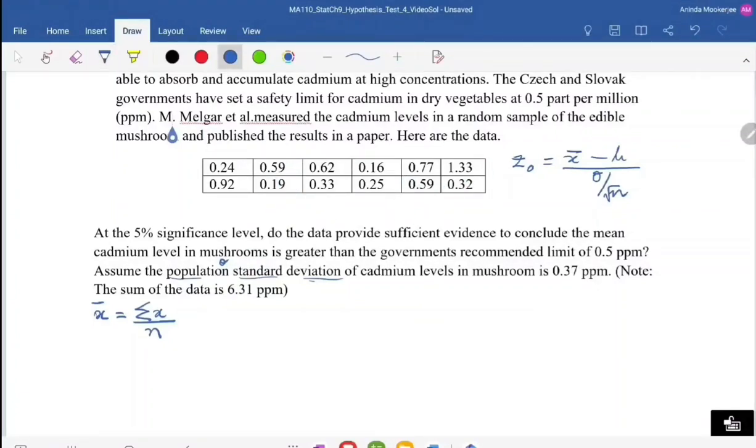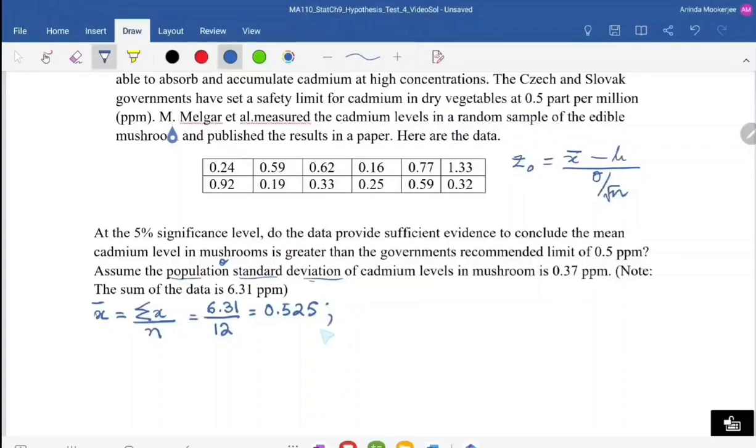So we have n equals 12. So sigma x. Now they have given us over here in the last line, it says the sum of the data is 6.31 ppm. So we need not go and start adding up this data since they've given us the information. It's 6.31 and n is 12. So x bar will have a value of 0.525. When you perform this division, you should come up with a value of 0.525.